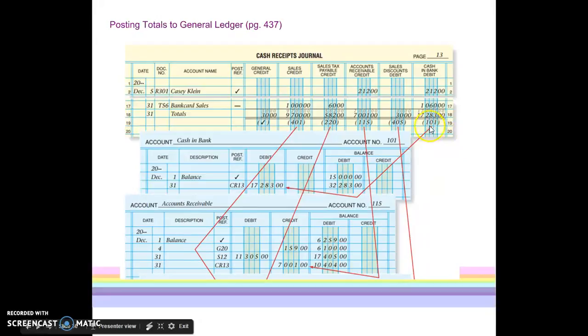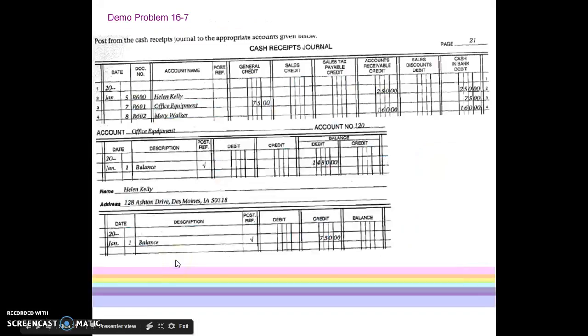Don't forget the post references, account numbers in parentheses underneath the column, and also the journal where the posting is coming from, in this case, cash receipts journal page 13, noted in the cash in bank and the accounts receivable controlling account accounts. Demo problem 16.7 takes us through practicing, proving, and ruling the cash receipts journal, as well as properly posting those transactions into the different ledgers. So go ahead and give this a try if you wish. Otherwise, we'll be working on it together in class next time we meet.